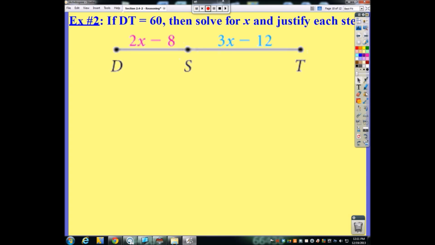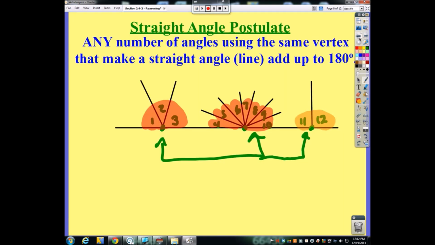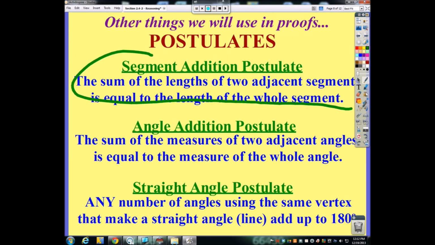So let's do a couple of examples together where we're going to have to use this stuff. Okay. So this says if DT, and that's all of this, is equal to 60, then solve for x and justify each step. So we're going to do a proof, but now we're going to start mixing in some geometry with the algebra. The first thing we're going to need to do is set up the geometry part of this. If I've got a little segment here and another little segment, DS and ST, and altogether that makes a big segment, there was something we talked about earlier. Oh, well, that was the segment addition postulate.